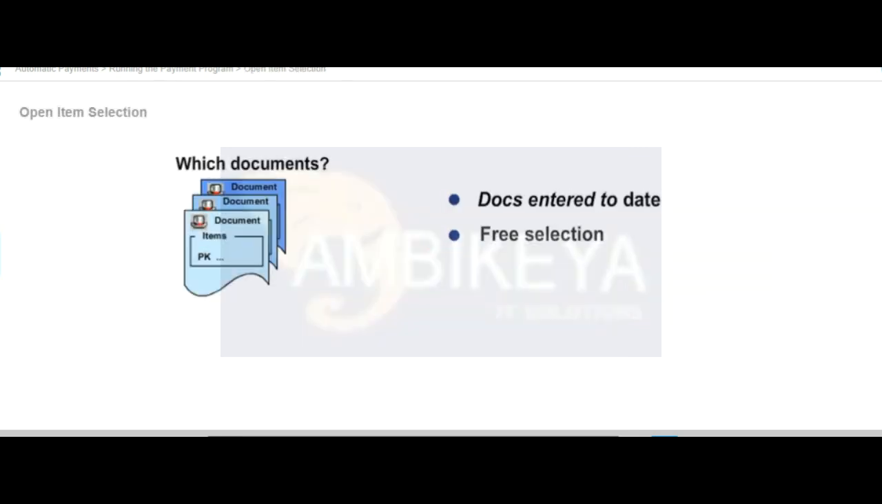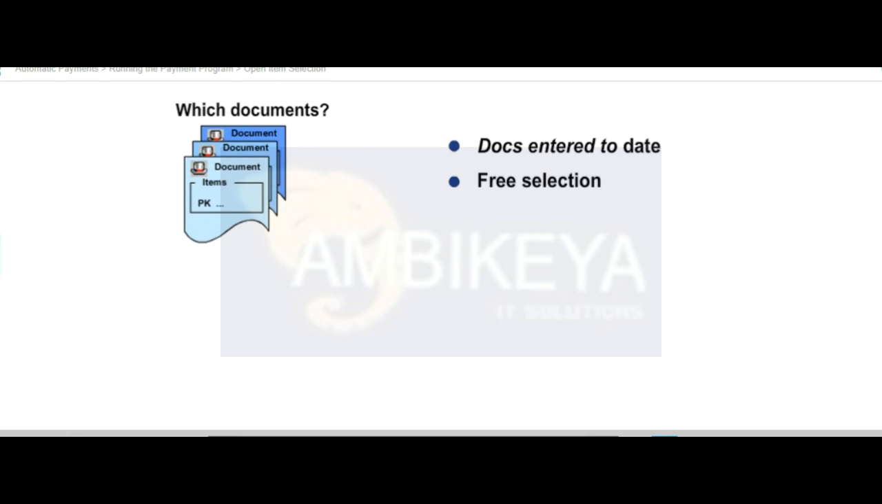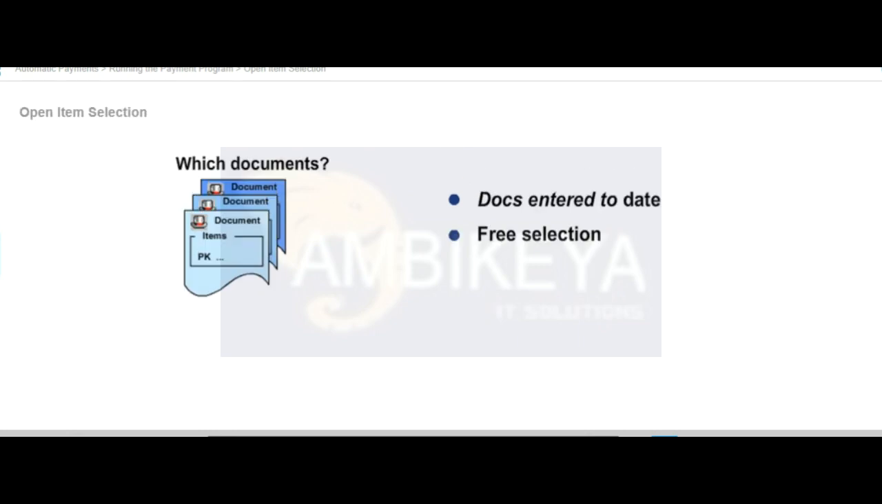The system selects the appropriate invoices or open items to be paid based on the following parameters: which invoices or open items are to be paid. All documents entered up to the docs entered up to date are included in the payment run. The docs entered up to field automatically defaults to the same as the run date.